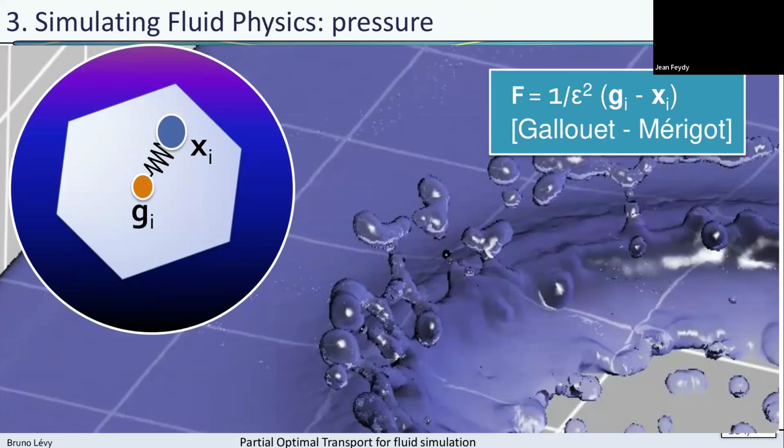So then what about pressure? Pressure is the effect of all the other particles colliding with the particle. But here, at this scale, we just say that we want our volumes to be conserved. And in the Gallouët-Mérigot scheme, this looks like a spring connecting each point to the center of gravity of its cell.